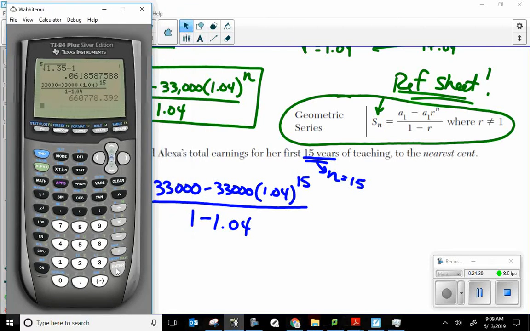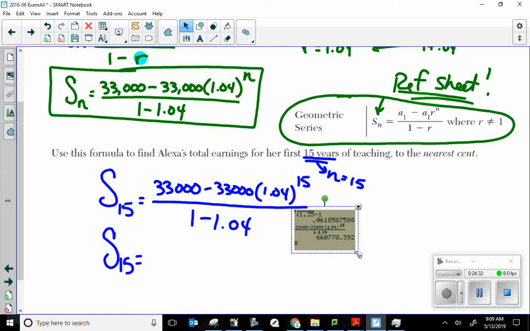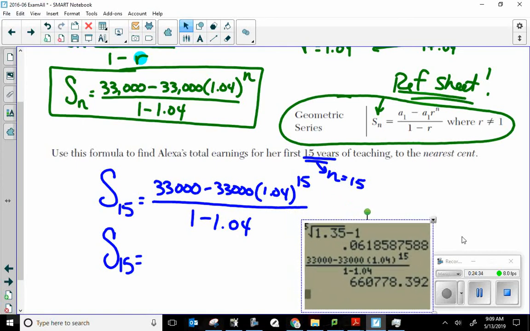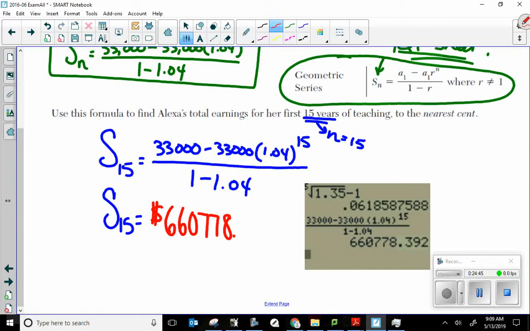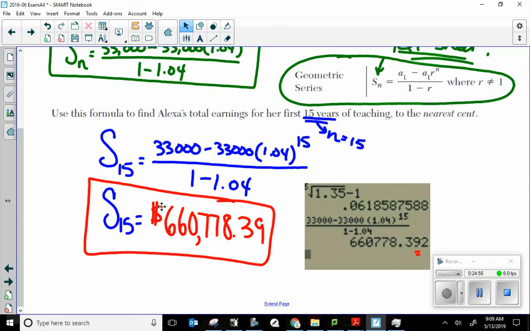I hit enter. And they want this to the nearest cent. So when I write my final answer out, I'm going to write 6,60778 point. That will stay a 9 because the number after it is smaller than 5. There's your answer right there. That was so simple if you knew where to find it. Good one.